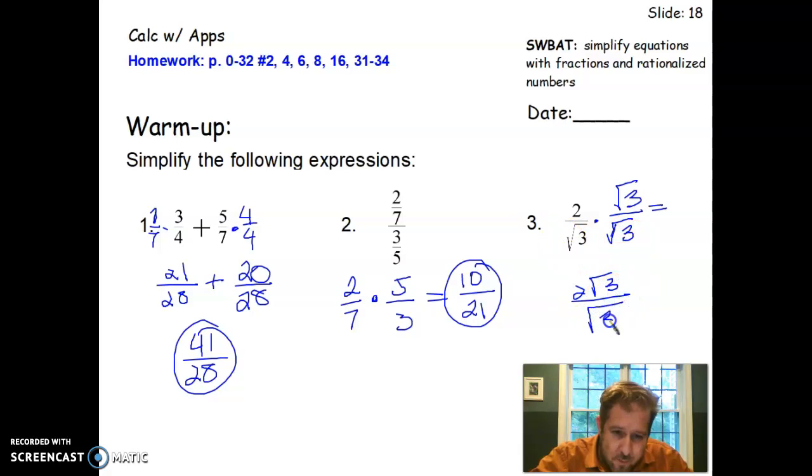So on the top we have 2 times the square root of 3, and on the bottom we have square root of 3 squared, because there's 2 of them. Anything times itself is squared. Now, square roots and squares are inverses of each other, so they basically cancel out, and then we have 2 times the square root of 3 over 3. And there is our answer.